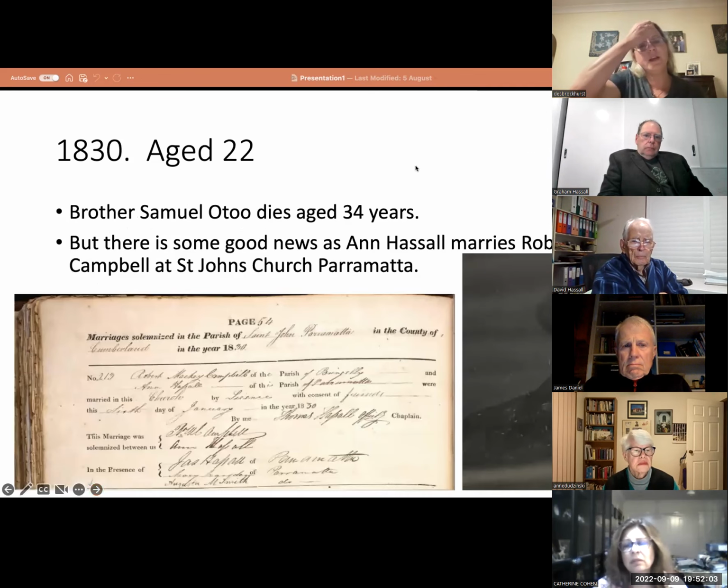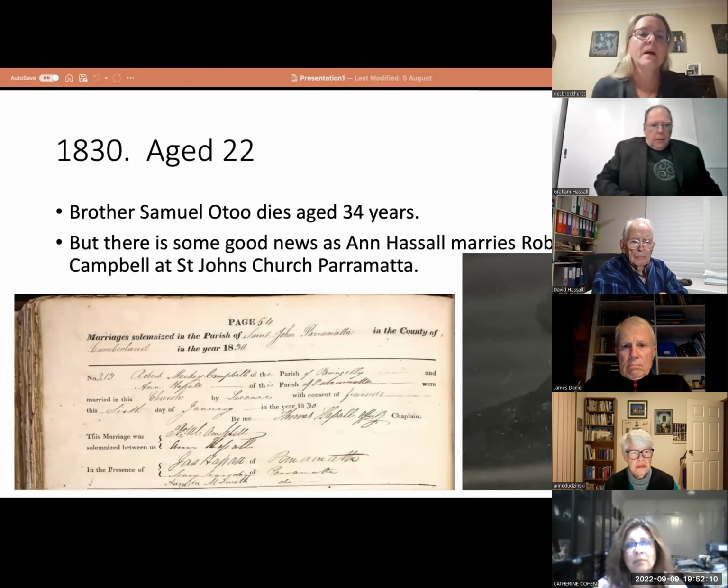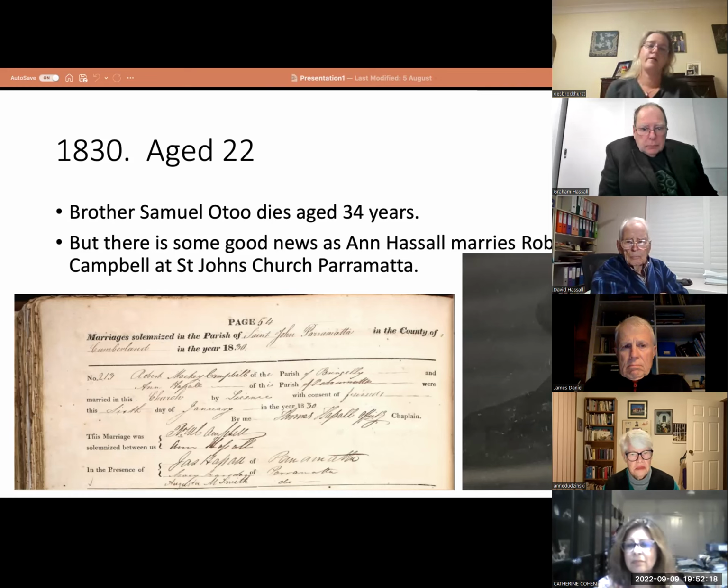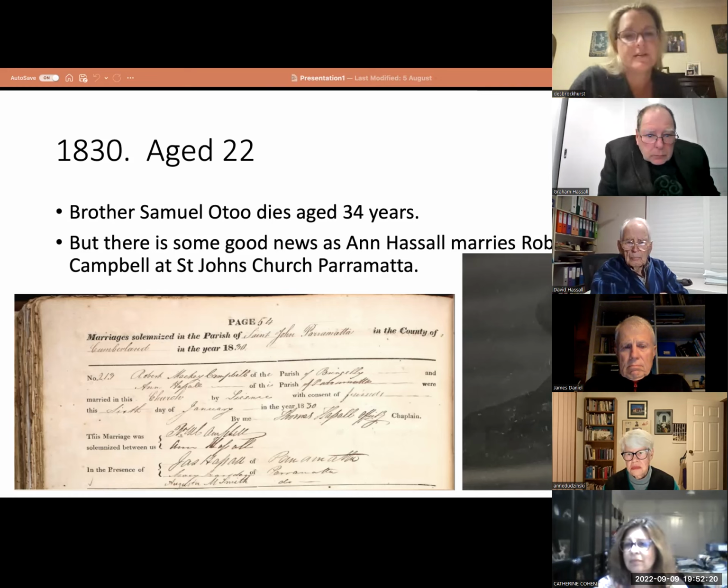In 1830, Anne Hassall is age 22 and her brother Samuel dies at age 34. But there is some good news as Anne Hassall marries Robert Mackay Campbell at St. John's Church, Parramatta, the same church where her father is buried. So I think that's a nice little thing. And she's married by her brother Thomas.